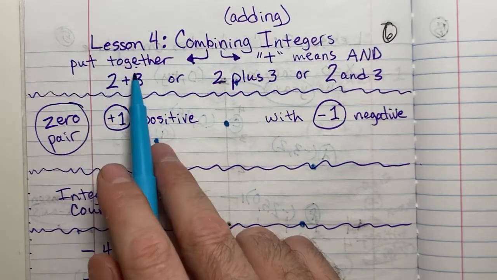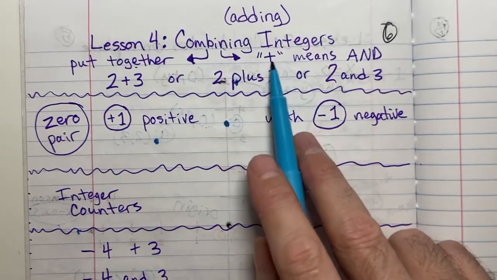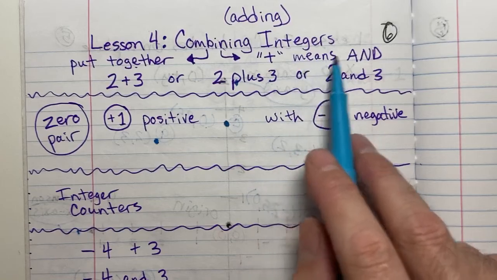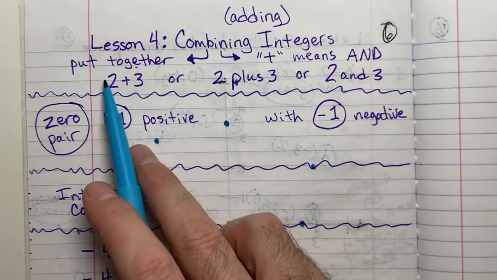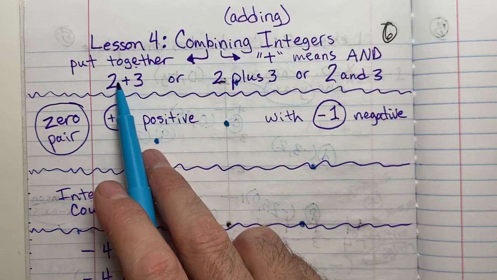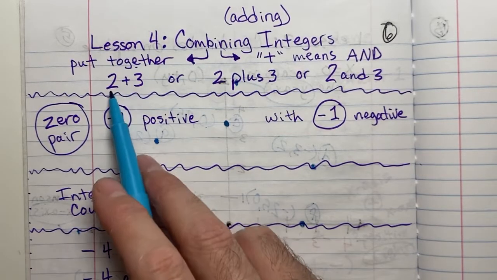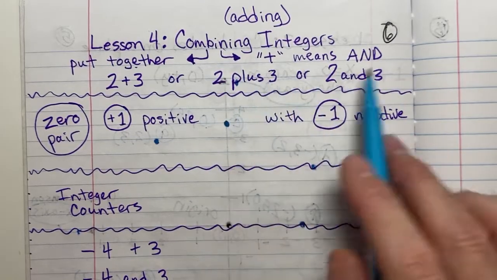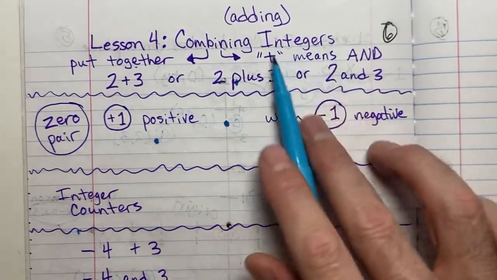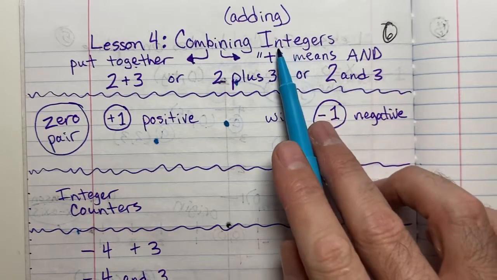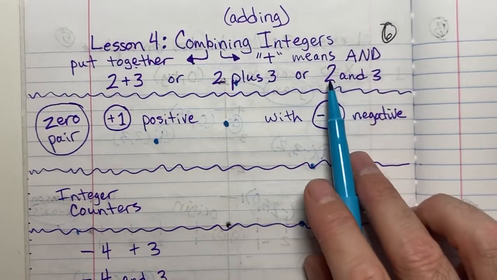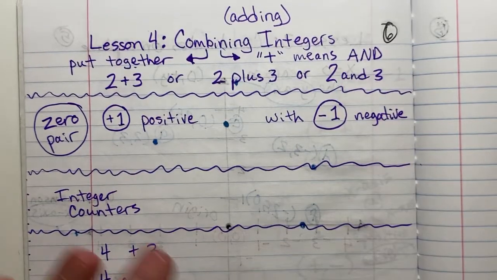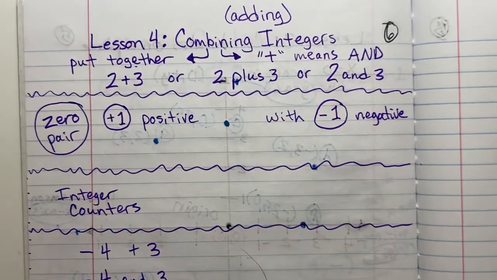Whenever we see the adding sign, we're going to use the word and. So for example, we're going to put 2 and 3 together instead of 2 plus 3. During our integers unit, when we have positives and negatives, we are going to write it, or think of it, as 2 and 3. Okay, so that's what we're doing today.